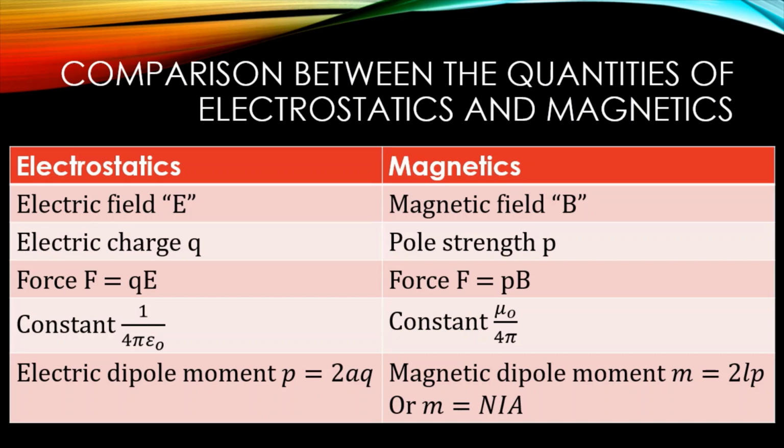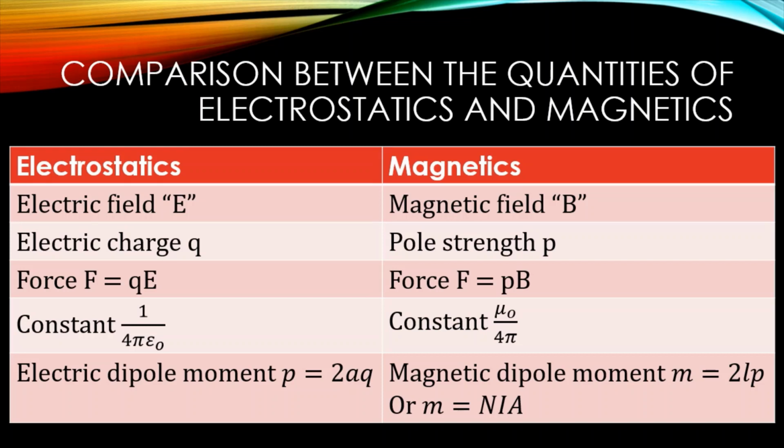Now the electric dipole moment is given as P equal to 2aQ, and its direction is from negative charge to positive charge. In the same way, the magnetic dipole moment M is given as 2lp. Remember, the length of the electric dipole we have taken as 2a, and here the length of the magnetic dipole will be taken as 2l, and charge and pole strength, right? So P is equal to 2aQ and the magnetic dipole moment is indicated by M, and that is equal to 2lp.